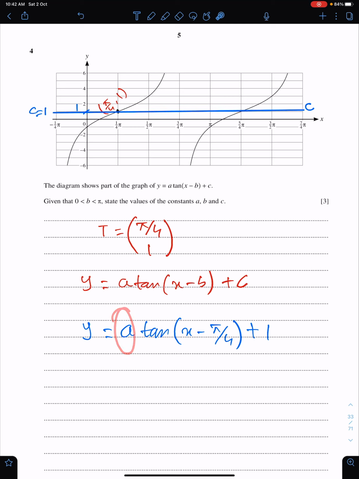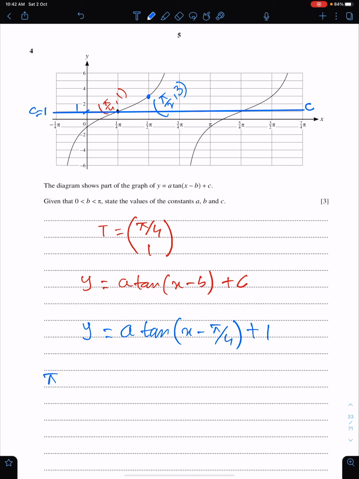For this unknown constant, you have to substitute any point of the curve into the tan x graph. But make sure you substitute that point which will not make this tan 0. You cannot substitute this point here, because if you substitute pi by 4 comma 1 here, then pi by 4 minus pi by 4 will be 0 and tan 0 will be 0. So a will be eliminated. So make sure you substitute that point which will not convert tan x to 0. So you can substitute this point.